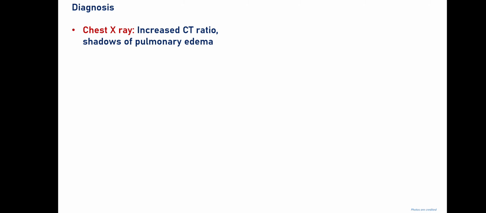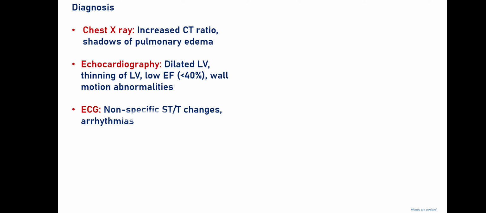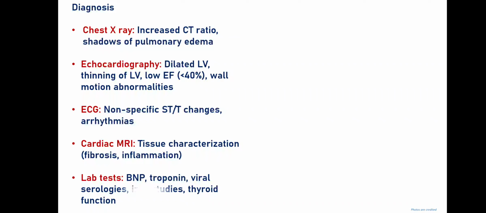Now let us discuss the diagnosis. Chest X-ray: increased cardiothoracic ratio with shadow of pulmonary edema. Echocardiography shows a dilated left ventricle with thinning of the wall, low ejection fraction, usually less than 40%, and wall motion abnormalities. ECG: non-specific ST-T changes; arrhythmia may occur. Cardiac MRI shows tissue characterization of fibrosis and inflammation. Lab tests of BNP, troponin, viral serology, iron studies, and thyroid function help.